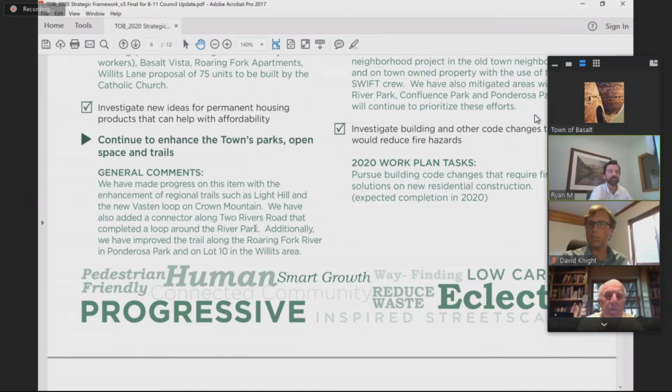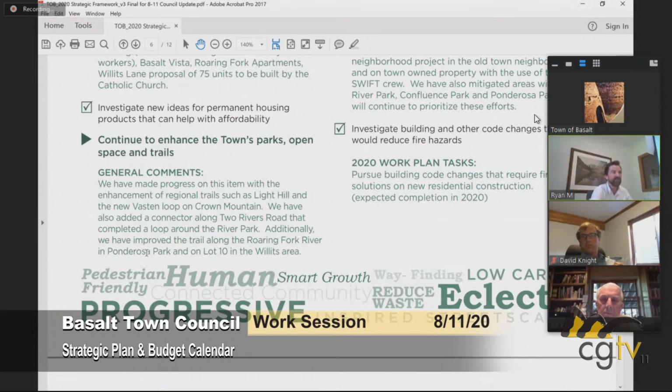That now completes a loop where people can walk through that park and come out onto Two Rivers without fear of interacting with the motorists. And then two others that I would highlight: the trail along Ponderosa Park, on the Roaring Fork River. We did improvements there last year, and those continue. But that's really part of a bigger system that hopefully one day connects over to the Whitewater Park, and we can have a trail system that's the chain that connects the emeralds, if you will, of the different parks along the Roaring Fork River. So we're certainly making progress there.